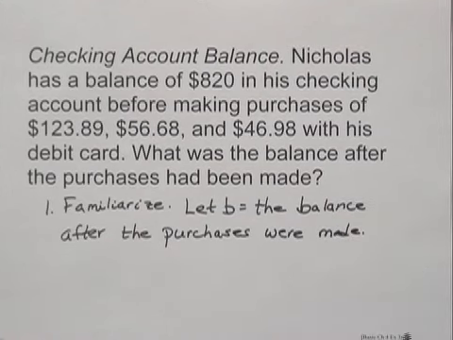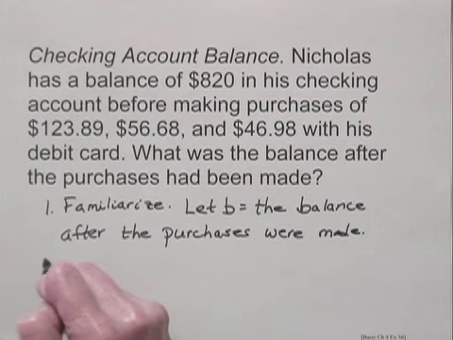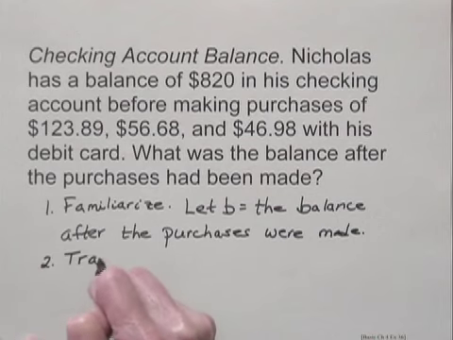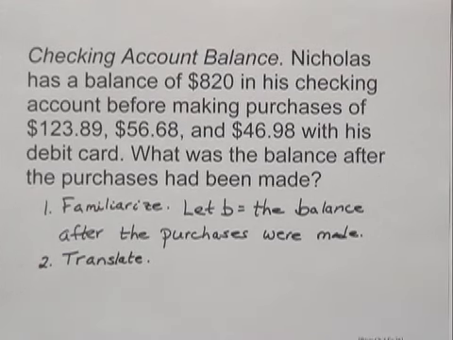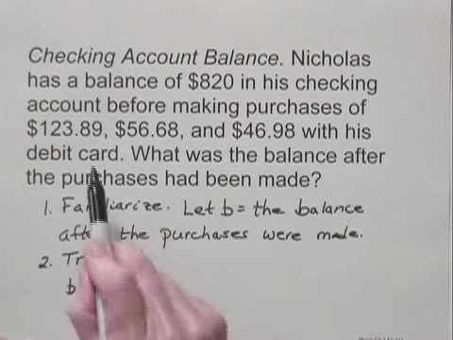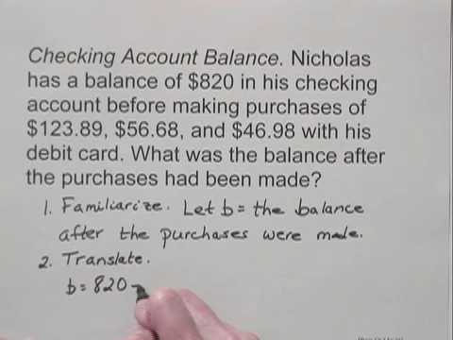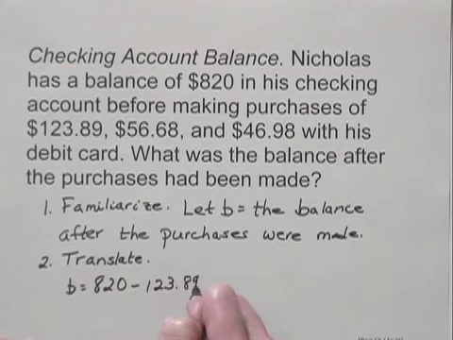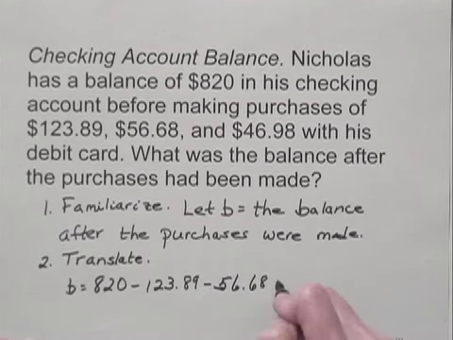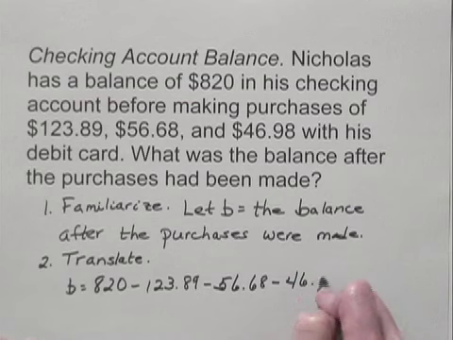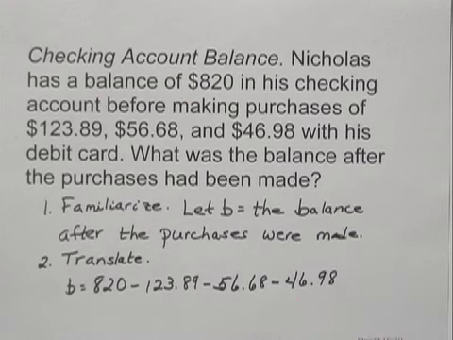Now, the next step in the process is to translate to an equation. And for this problem, we can translate to an equation where we say that the new balance is equal to the original balance, $820, minus the amount of each of the three purchases. So minus $123.89. I'm not writing the dollar signs here, but these are dollar amounts, minus $56.68, minus $46.98. So we've translated to this equation, and the next thing we want to do is to solve it.